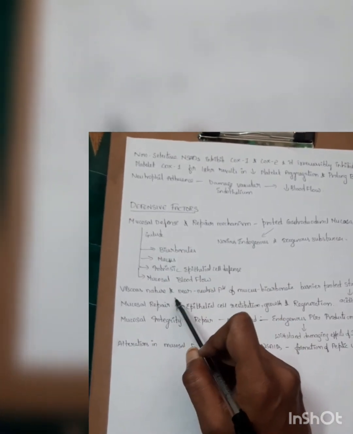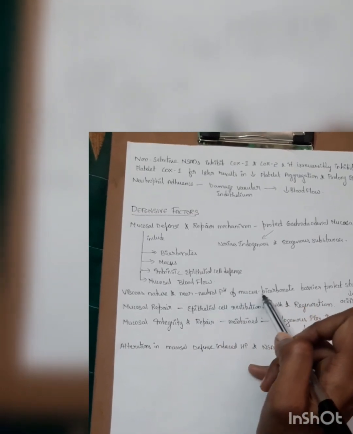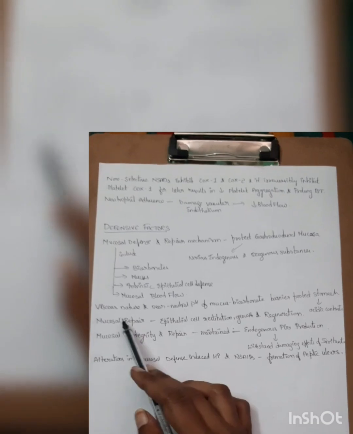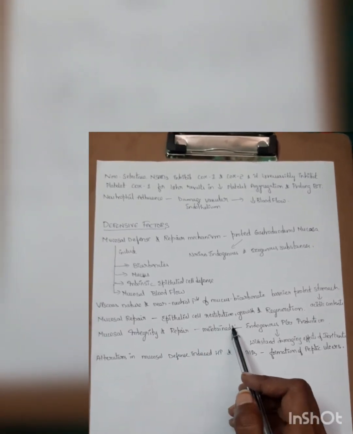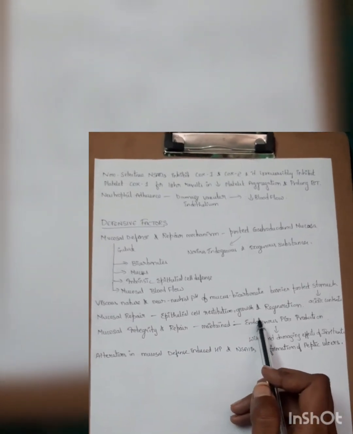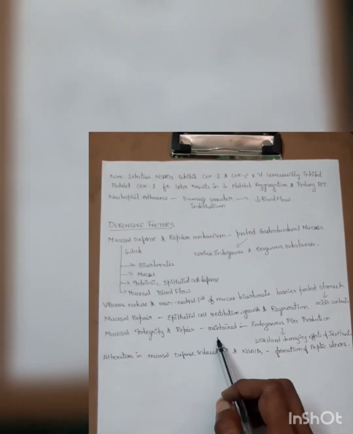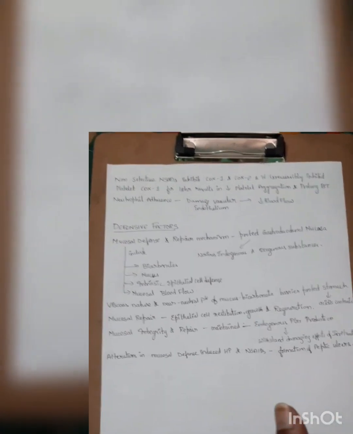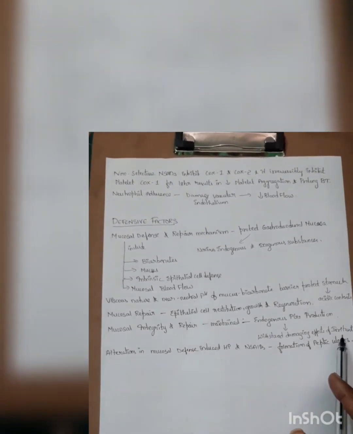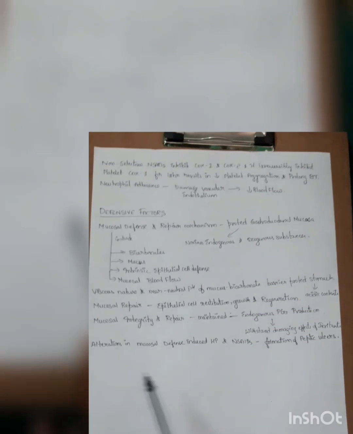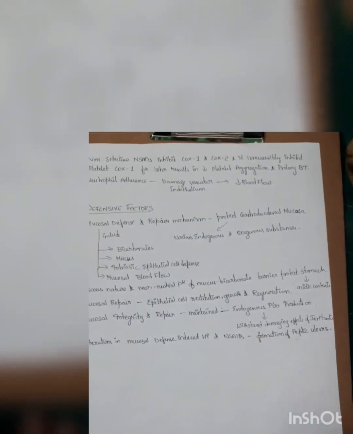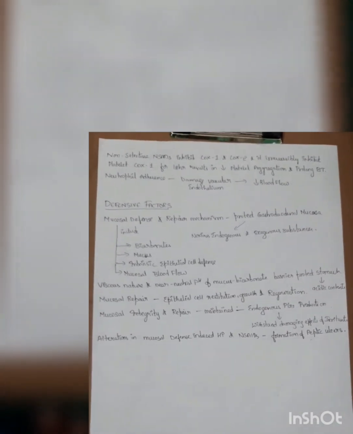Next, the viscous nature and near neutral pH of mucous bicarbonate protects the stomach from acidic contents. Mucosal repair includes epithelial cell restitution, growth and regeneration. Mucosal integrity and repair is maintained by endogenous prostaglandin production. Because of this mucosal integrity and repair, it can withstand the effects of irritants. So alteration in the mucosal defense and repair system leads to the formation of peptic ulcer. This is all about the etiology and pathophysiology of peptic ulcer.